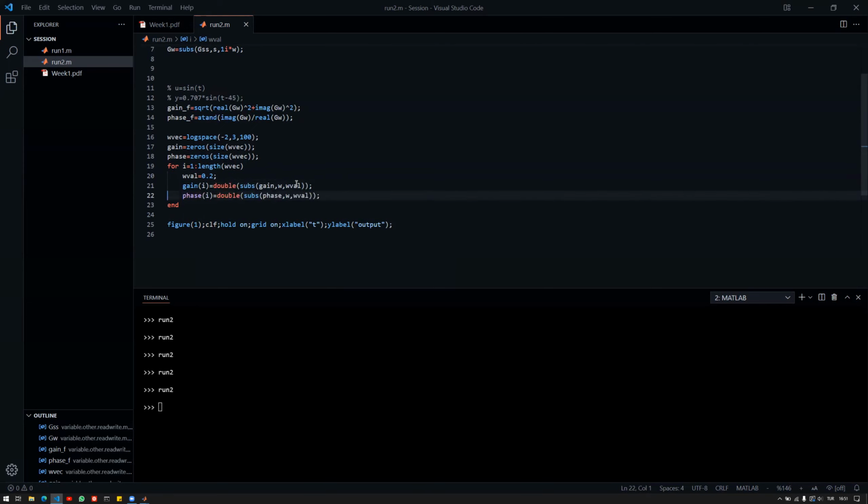So I'm using the gain function and phase function. I'm plugging omega val into omega. Therefore, the omega val should be picked from the omega vector.